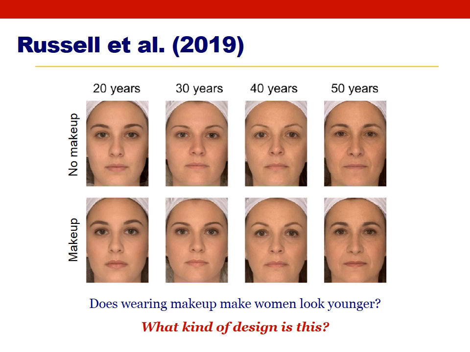The 2 corresponds to makeup. They're either wearing makeup or they're not. The 4 corresponds to age because we included 4 different age groups, 20, 30, 40, and 50, in this study. So each participant in this study looked at one of these 8 photos, and the dependent variable was their estimation of how old the woman in the photo was.